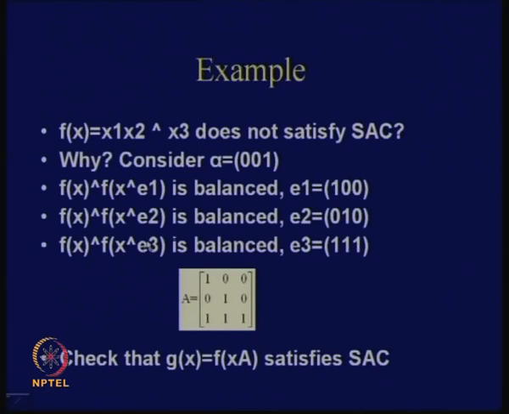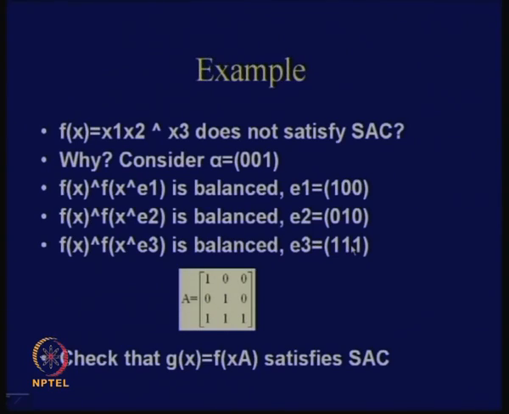So what you have to do is find E1, E2 and E3 such that fx XORed E1 is balanced, fx XORed E2 is balanced, and fx XORed E3 is also balanced. So here are some examples of E1, E2 and E3, and you note that all these rows, or rather all these vectors, are also linearly independent.